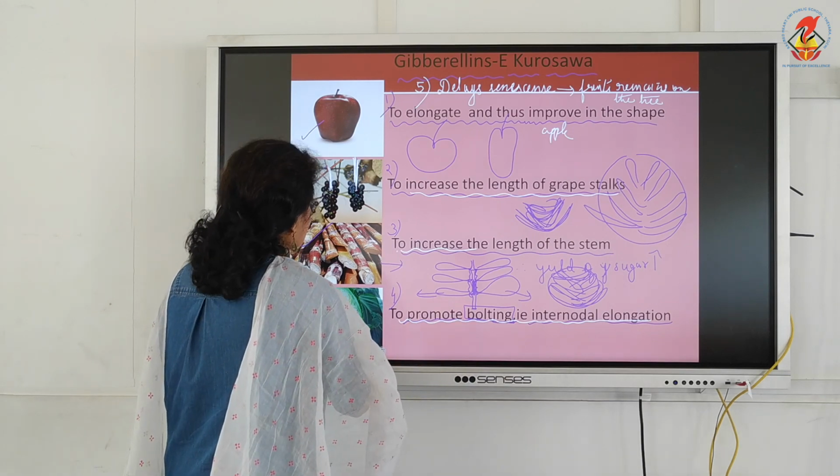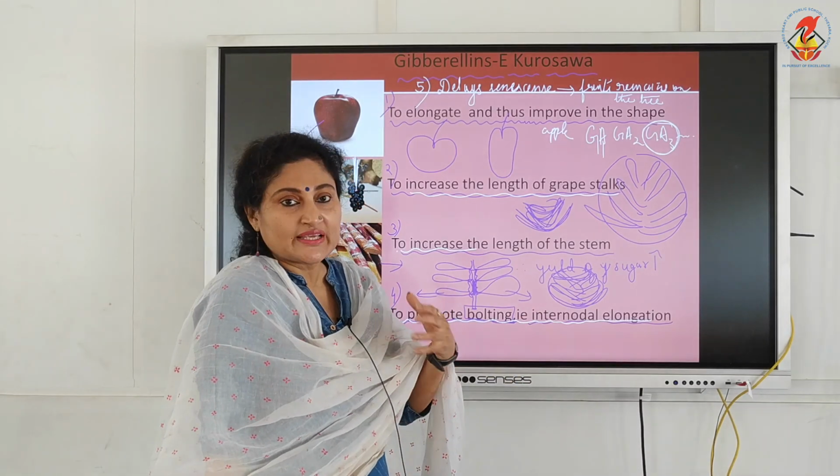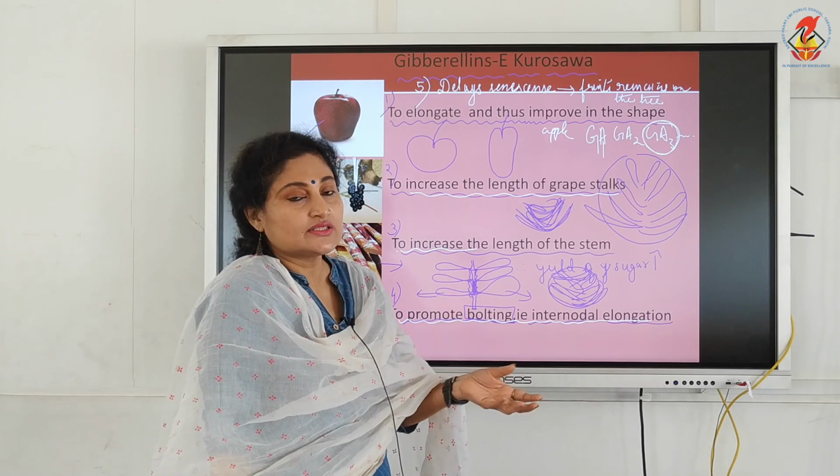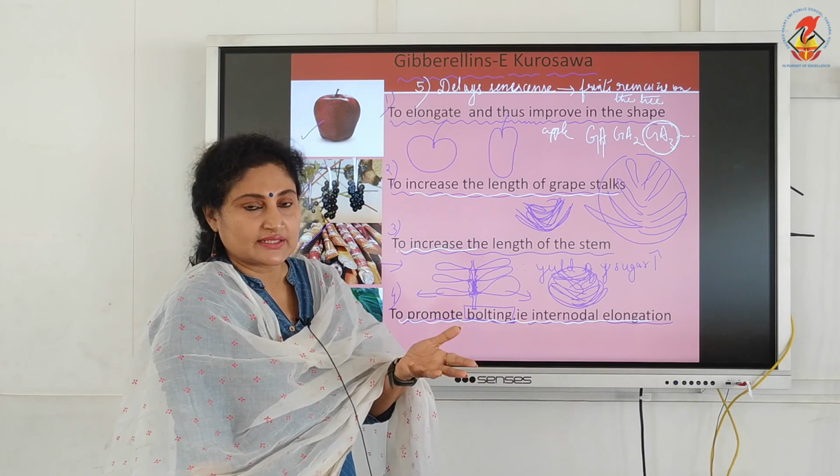Next. Now, before going on from gibberellins, remember gibberellins are denoted by GA1, GA2, GA3 and so on. Among these gibberellic acids, GA3 is commonly used for malting drinks in the brewing industry. So, in the brewing industry, GA is used to speed up the malting process. Okay, we know where malting is used.